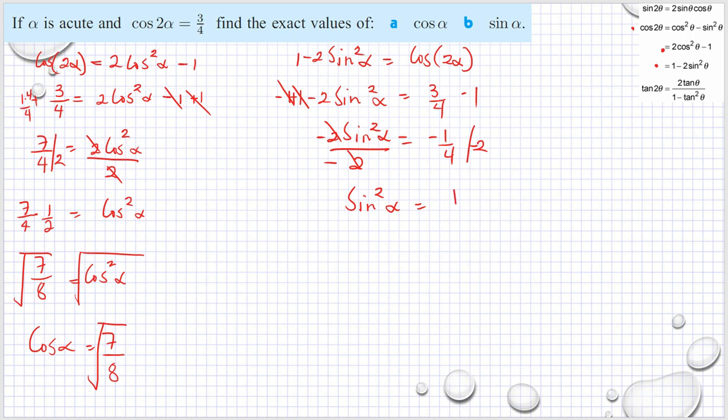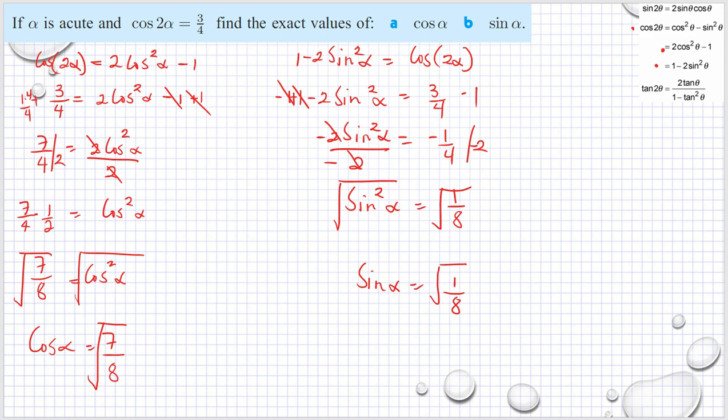If we divide both sides of the equation by negative 2, then we have sine squared alpha is equal to 1/8. And then if we take the square root of that, then we have sine alpha is equal to square root of 1/8.